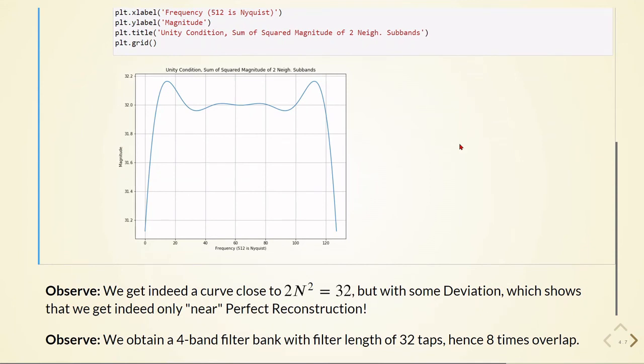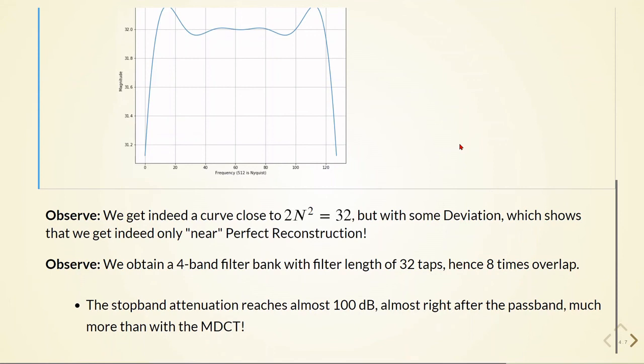This shows that we get only near perfect reconstruction. It's important to observe that we obtain a 4-band filter bank with a filter length of 32 taps, that means 8 times overlap. And the stop band attenuation reaches almost 100 dB, almost right after the pass band, which is much more than the attenuation that we get with the MDCT.